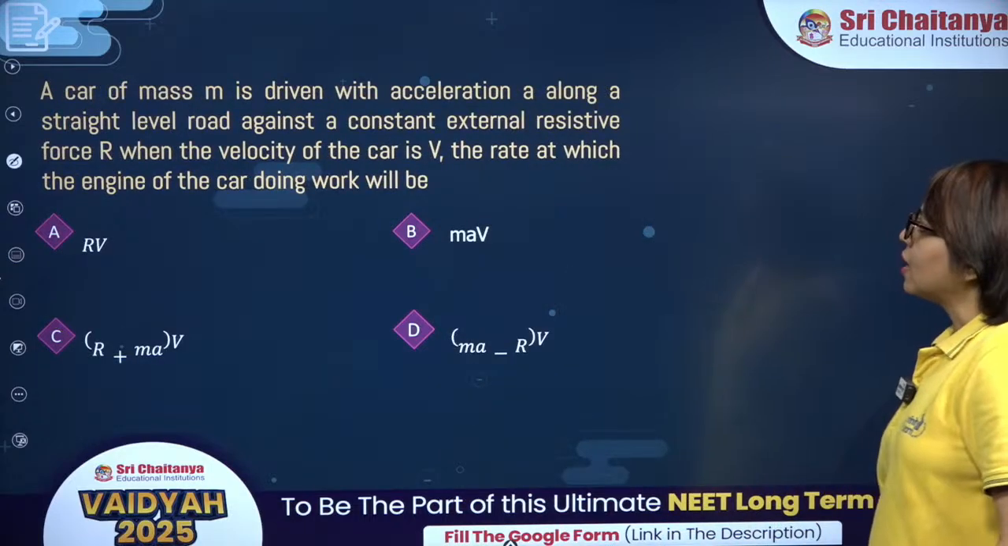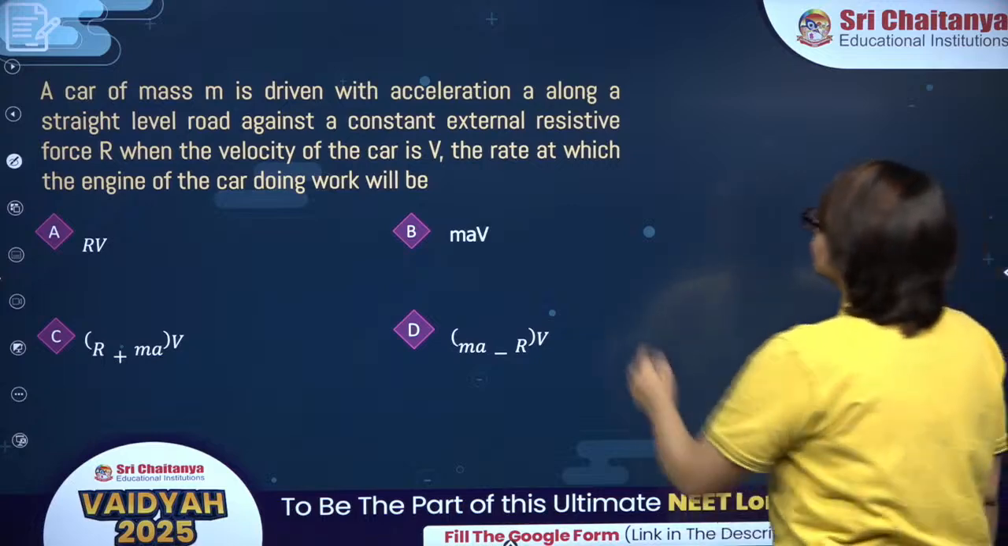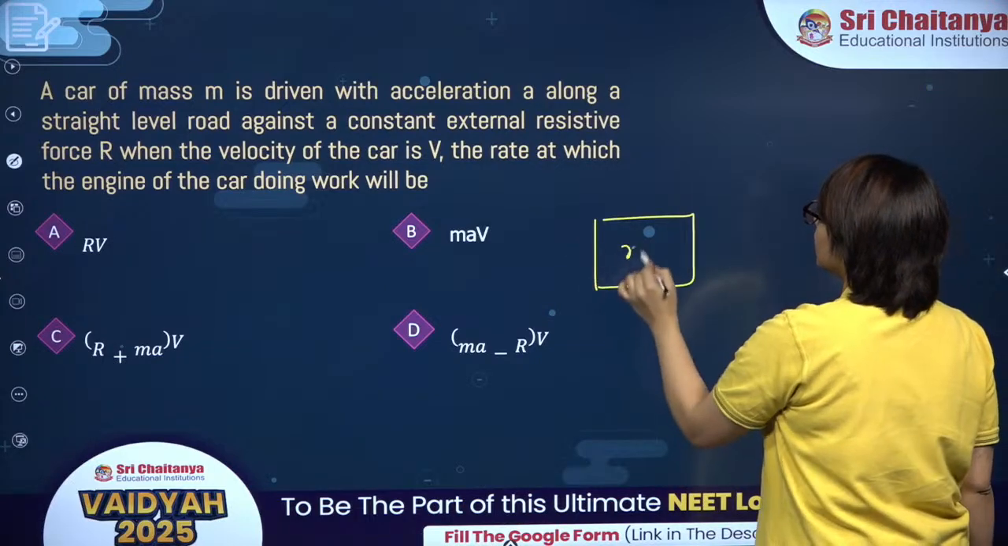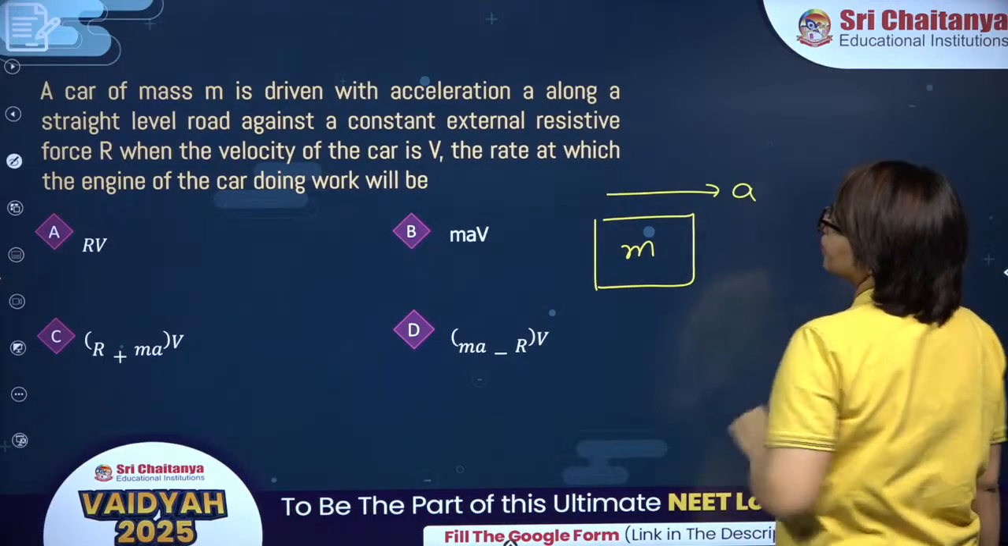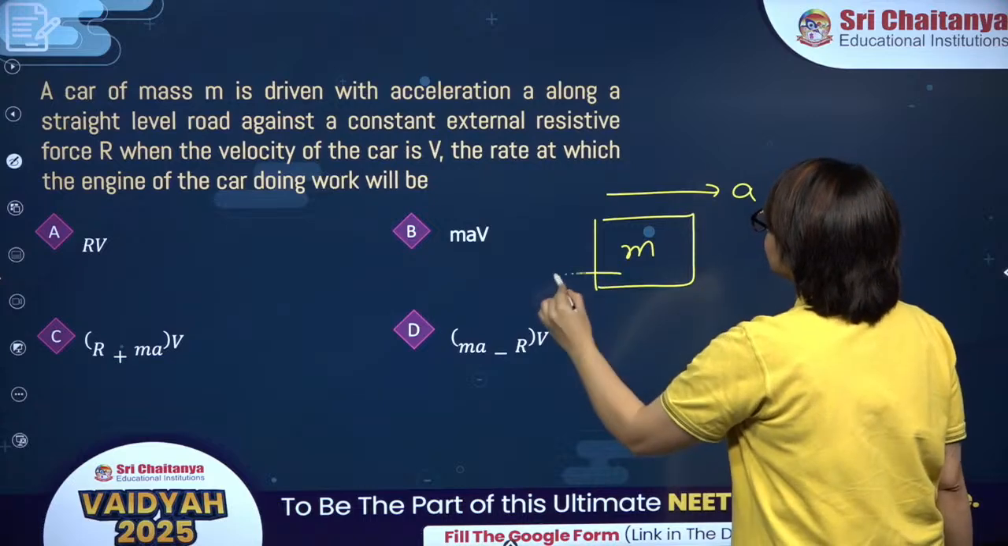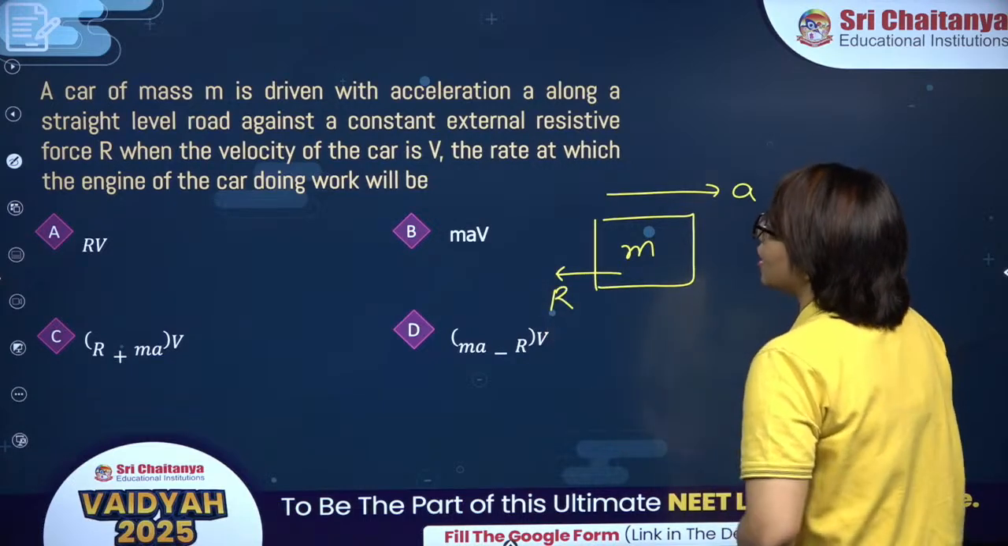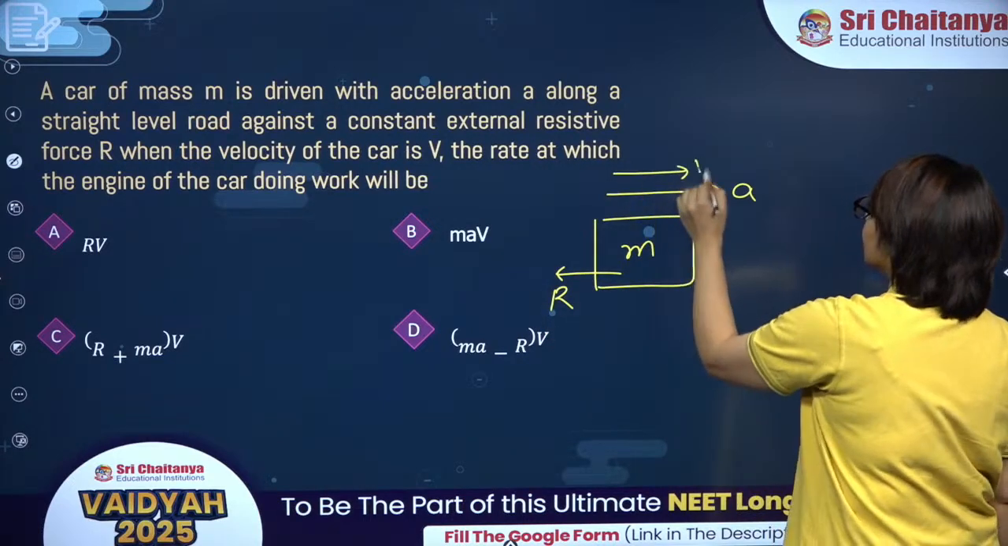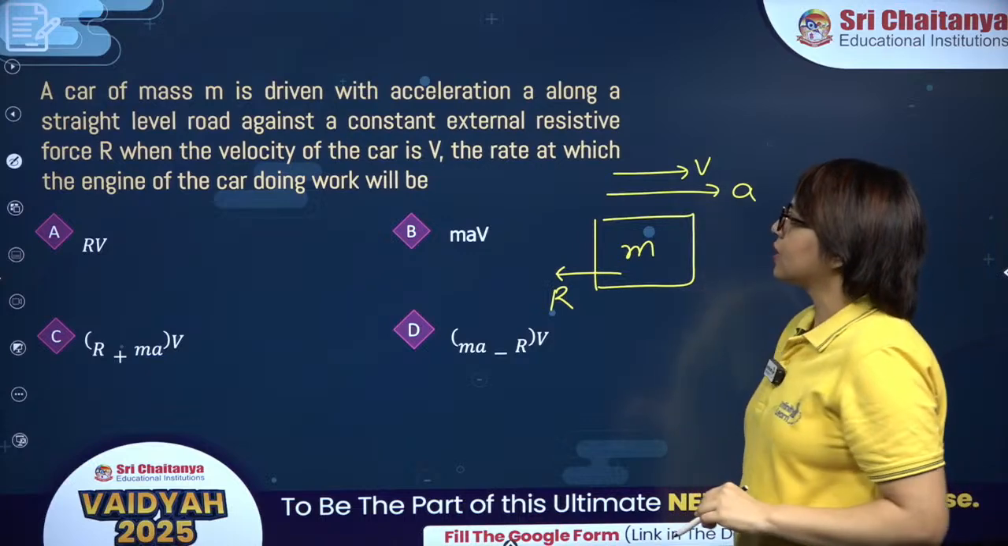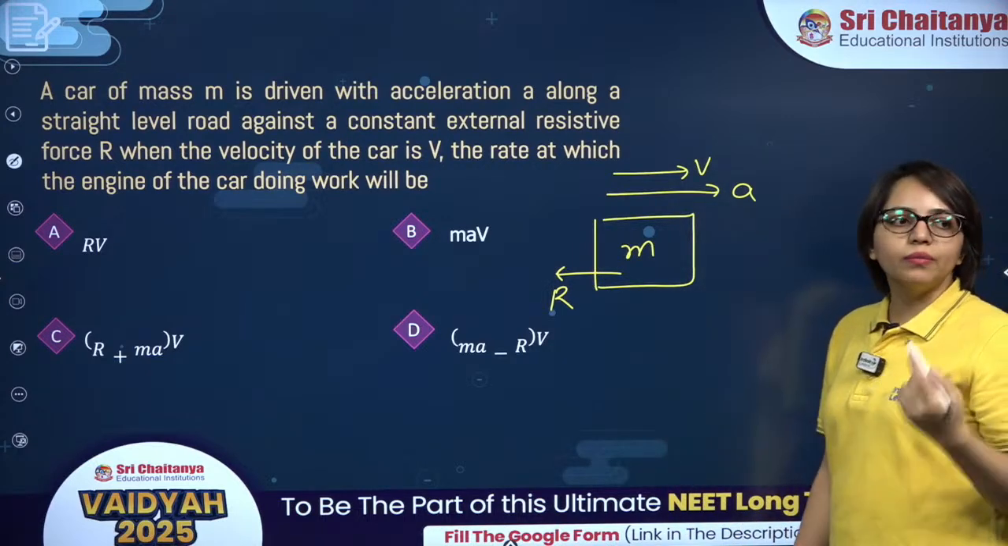Next is this one. A car of mass m is driven with acceleration A along a straight level road against a constant external resistive force R when velocity of the car is V. The rate at which the engine of the car is doing work will be.